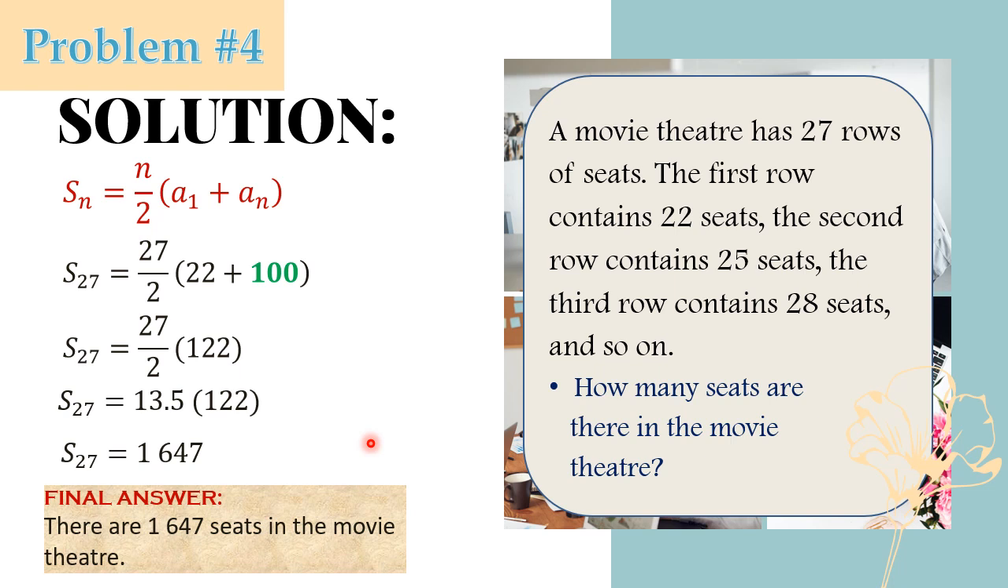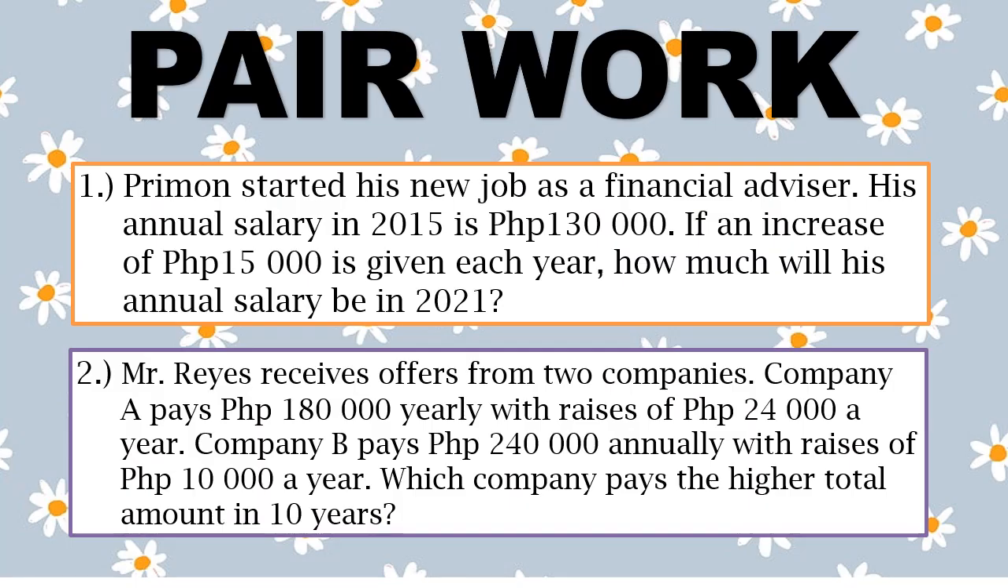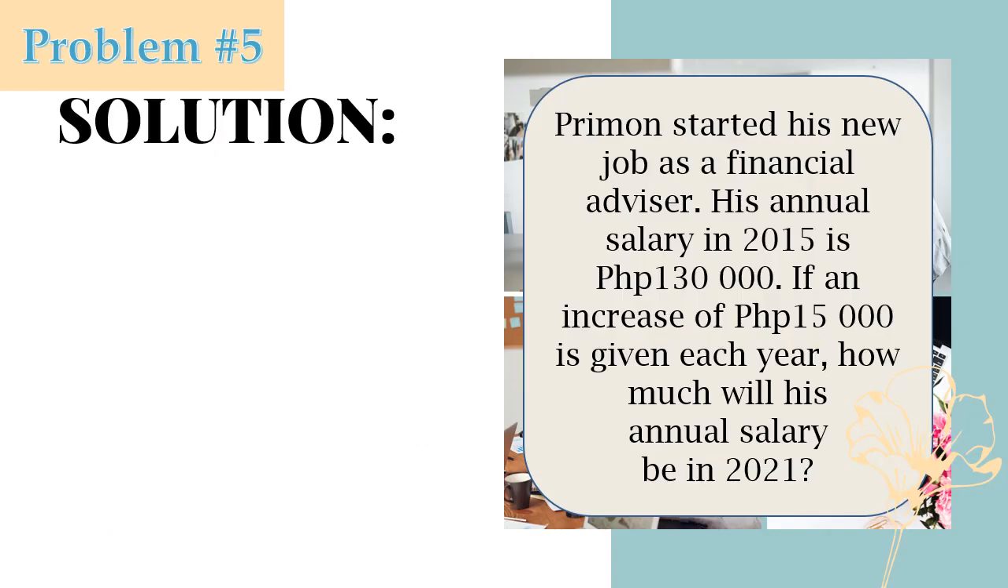Okay, so let us state our final answer in sentence form. So there are 1647 seats in the movie theater. Okay, so now let us have these additional 2 problems so that you will be more familiar with examples of arithmetic sequence and series word problems. Okay, so let's start with our 5th problem. Primon started his new job as financial advisor.